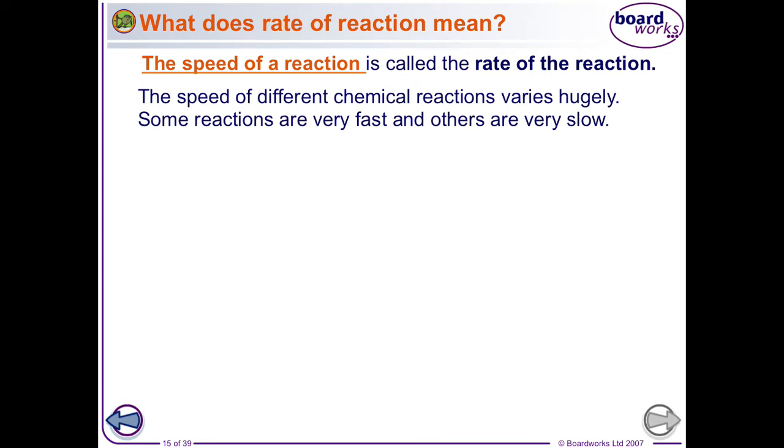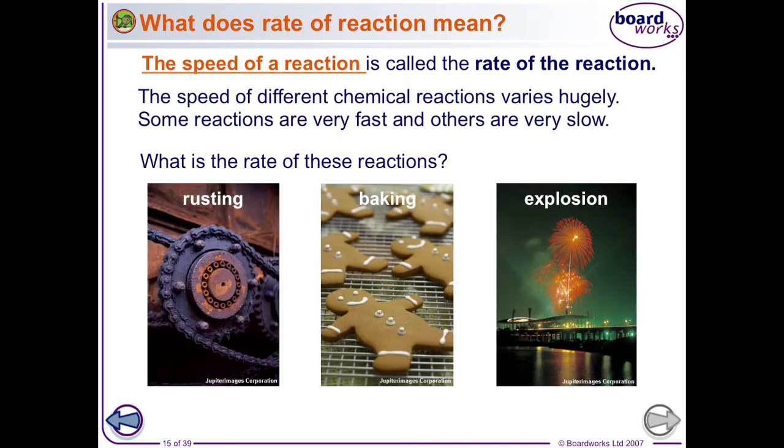The speed of different chemical reactions varies hugely. Some reactions are very fast and others are very slow. So it all depends on the chemicals that are being combined. So what is the rate of these reactions? If you look at a rusty bicycle chain, that doesn't happen overnight. That doesn't even happen over a month. It takes a long time. So this is a slow rate of reaction.